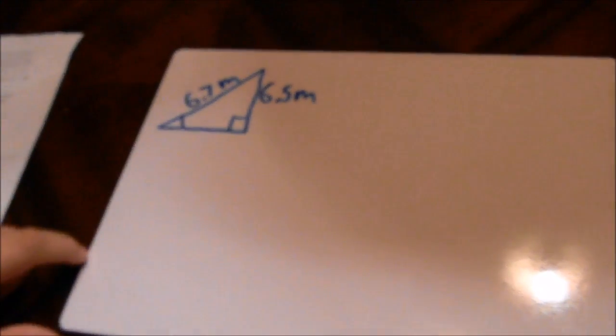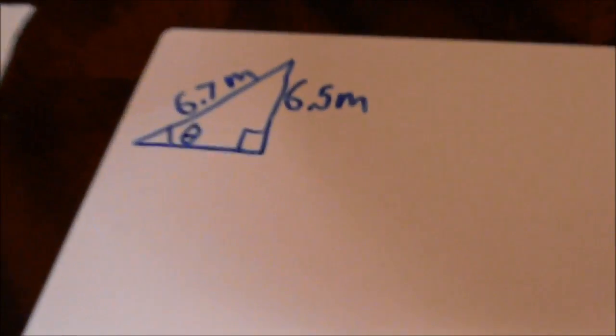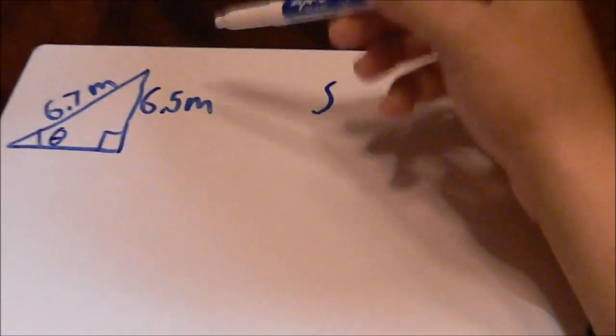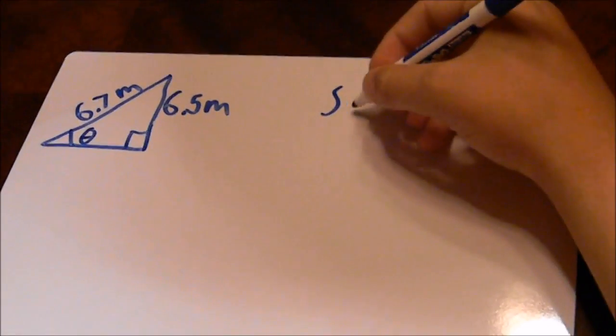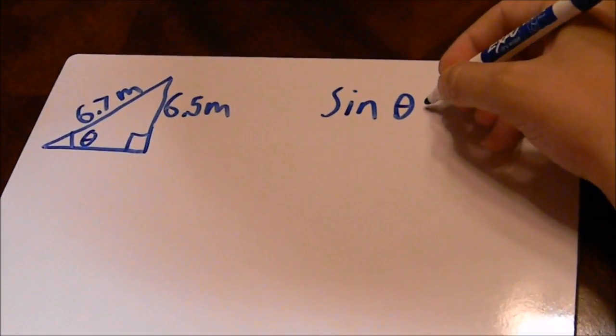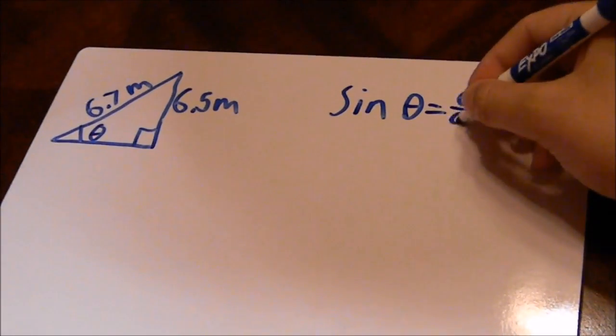So right now we are solving for the angle. And in this case we will use theta. So we're going to start off by setting it up. We're going to use sine because we have the opposite and the hypotenuse. So it would be sine of theta equals 6.5 over 6.7.